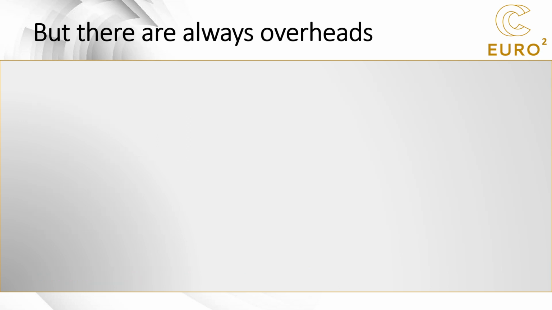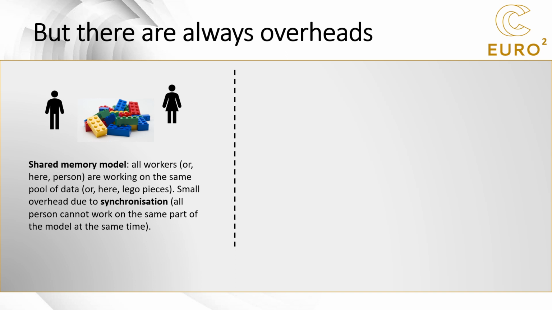There exist different models to perform parallel computing. The two main models are the shared memory model and the distributed memory model. These models inevitably induce some overhead. In the shared memory model, all the workers use the same pool of data and share the same memory. The drawback is that you need synchronization between the workers. In the analogy with Legos, the builders work with the same pieces, but must talk to each other to be sure they do not interfere with what the other is doing.